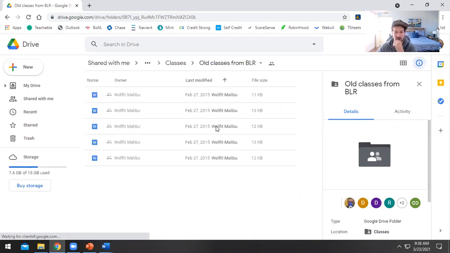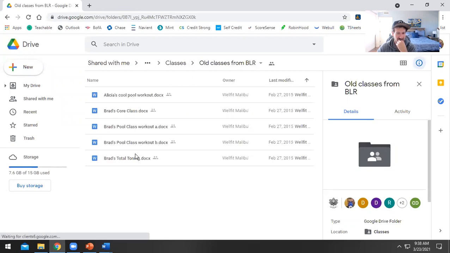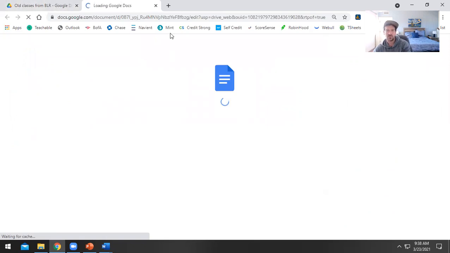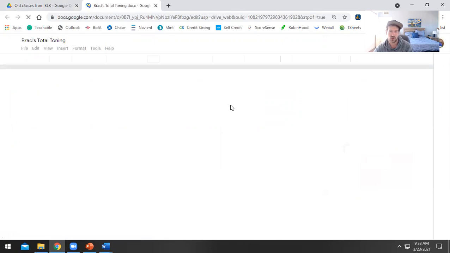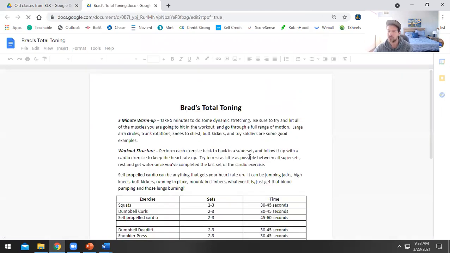So here's some of my old Biggest Loser workouts. I think. Yeah, there's my, okay. All right. So, I haven't opened this in a while. I don't really remember what's on here. Come on. So this is a total toning class. This is meant to be a version that would be repeatable at home. This is something I used to print out for the guests if they wanted it. So this isn't 100% what I would do every time or anything.